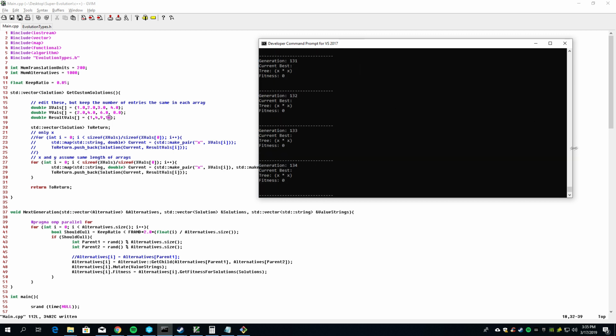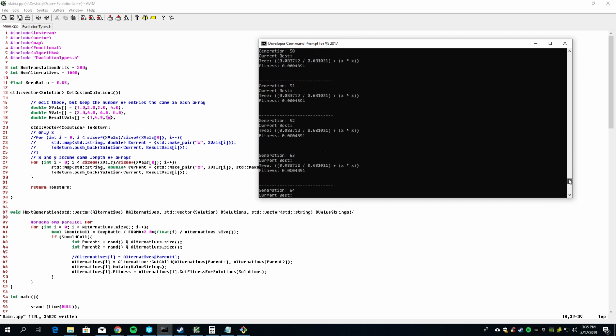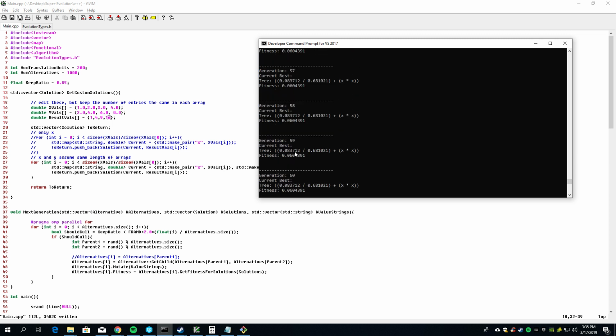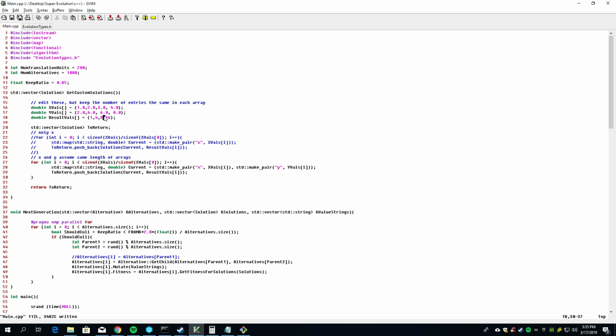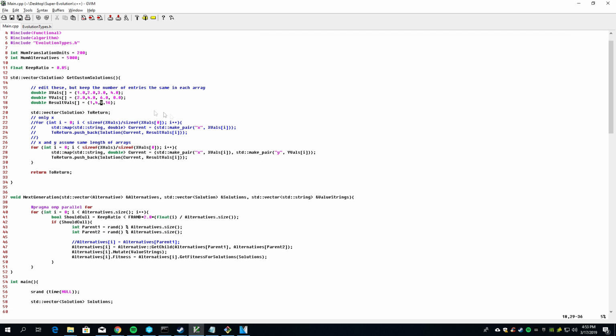It took a few generations to find it exactly, but we ended up with x times x, which is the same as x squared. Now that we have some basic understanding of how the program works, we will try a harder example. We could just enter any of our data like this, hard coded.